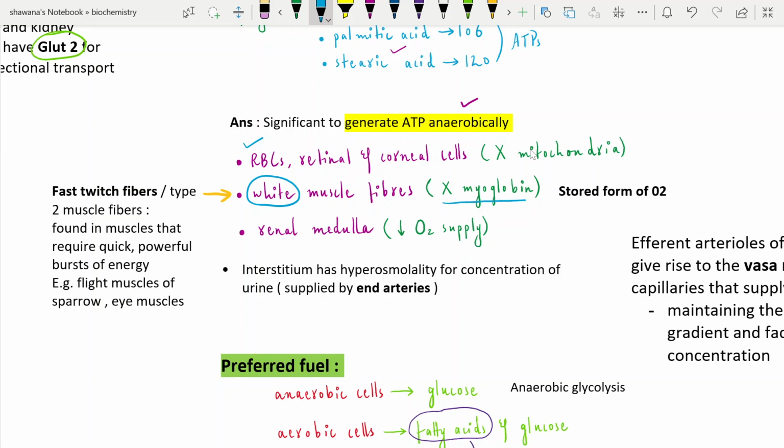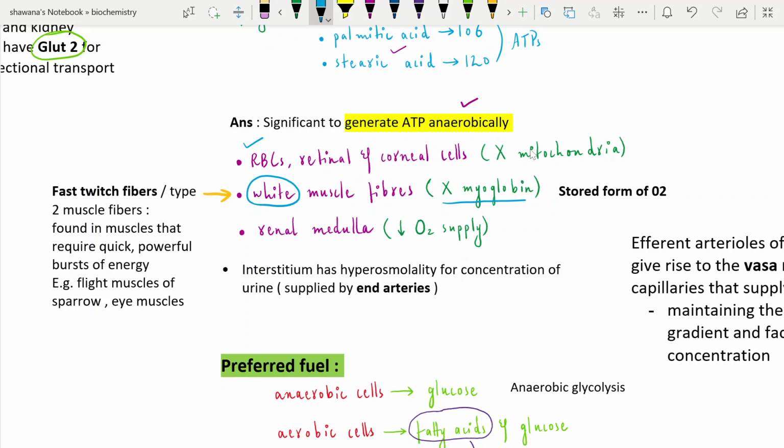What is myoglobin? Myoglobin is the stored form of oxygen, and hemoglobin is the transporting form of oxygen. But they lack myoglobin. It means that they have an oxygen shortage. So how are they going to yield ATP via aerobic mechanisms? The third cells which have a poor supply of oxygen is the renal medulla.